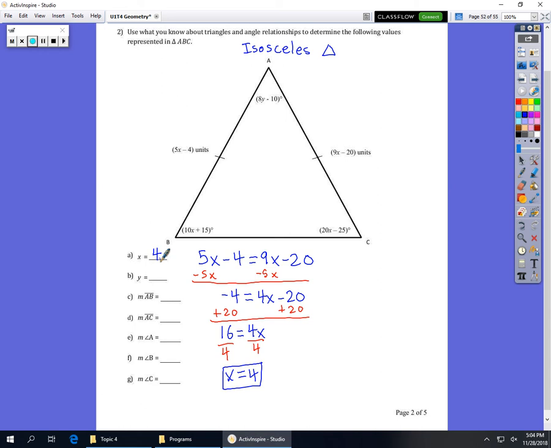Okay, can I find y though? Well, I have only this, and I don't really know anything else. So I really can't find y yet. I've got to find everything else, and then maybe I can find y at the end. Okay, what's next on the list?